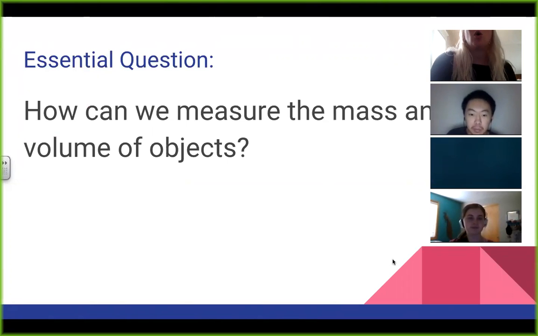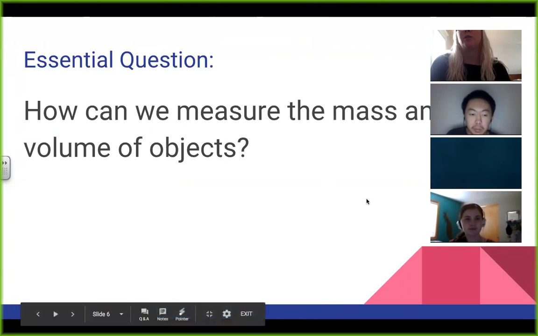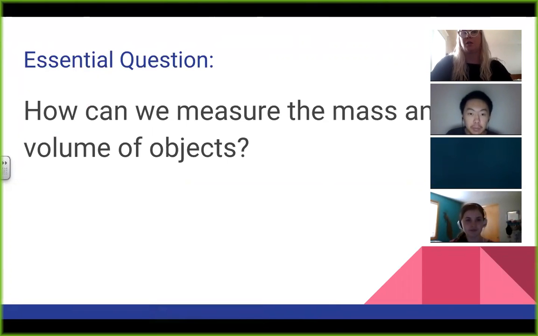So our essential question is going to be, how can we measure the mass and volume of objects, right? Pretty basic concept, although sometimes it is hard to figure out what equipment we have in a science lab that we could actually use to help.